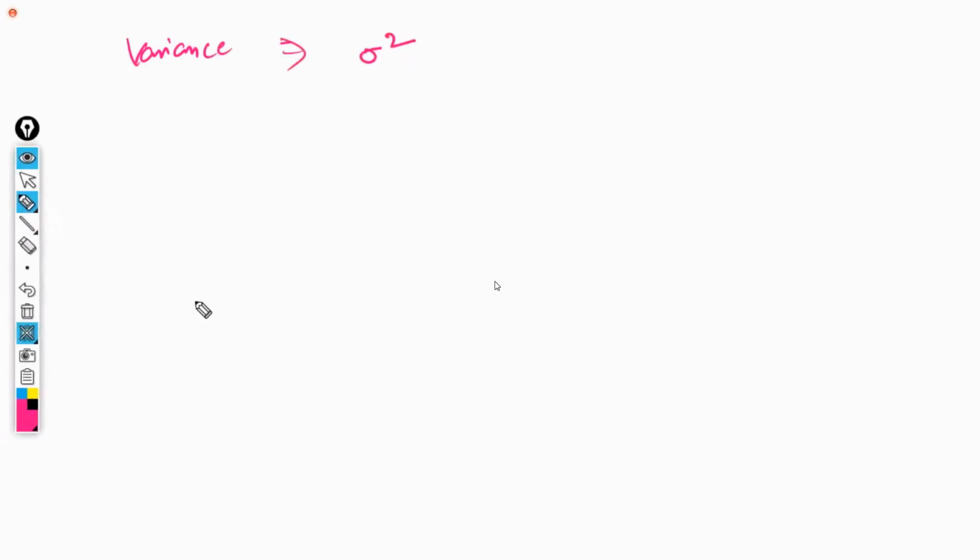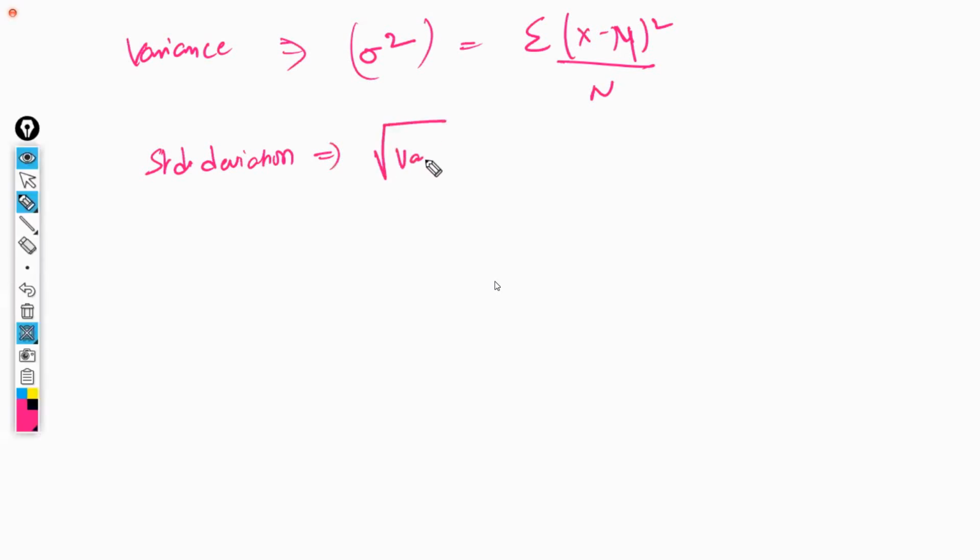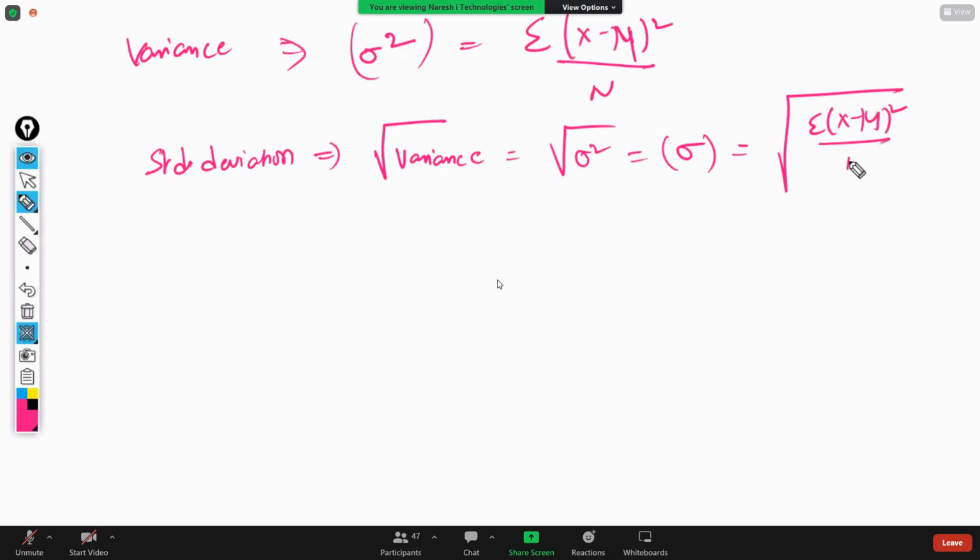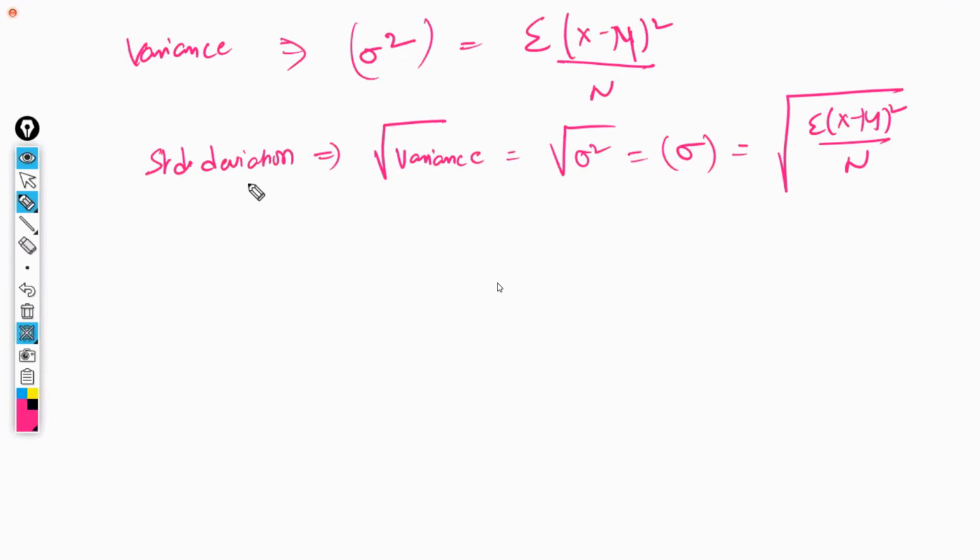Now, next question. Variance is given by sigma square. This is the indication of variance, and the formula is sigma of x minus mu whole square divided by n. Similarly, standard deviation is nothing but square root of variance, that is square root of sigma square, which is sigma. Standard deviation is given by sigma, which is square root of sigma of x minus mu whole square divided by n. Okay, done.